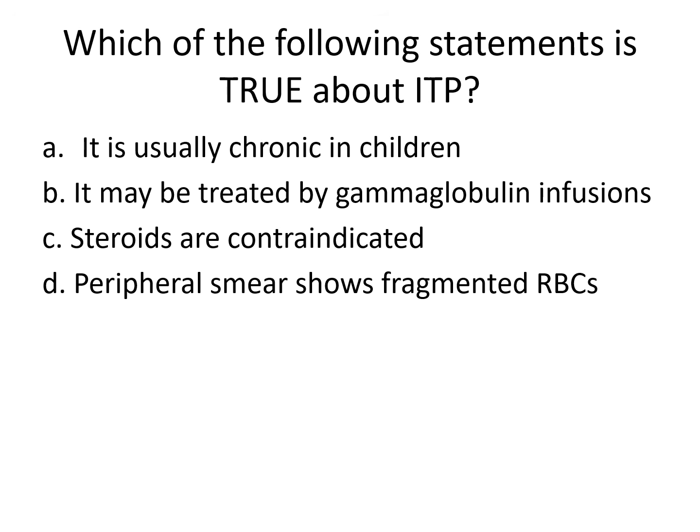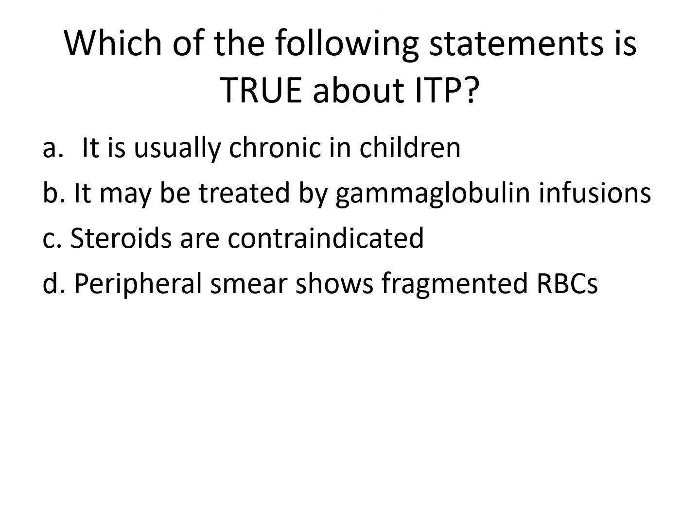Again, to refresh our memories, ITP is usually acute in children. It is not chronic. It might be chronic in adults. It may be treated by gamma globulin infusion. Yes, this is correct. Gamma globulin infusion is often administered whenever there is life-threatening bleeding because it immediately increases the platelet count within 24 hours, while steroids might need around 5 to 7 days.